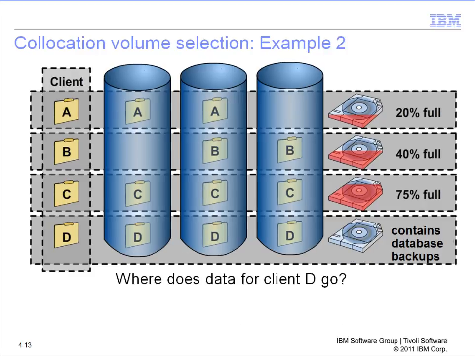Same scenario, but we don't have any scratch volumes. The only almost empty volume has a database backup on it. Here's a tip. You cannot store database backups and data backups on the same volume. So in this case, client D's data would go on the tape for client node A. It has the most space. Hopefully you'll never have this scenario because you'll always have enough scratch volumes handy.